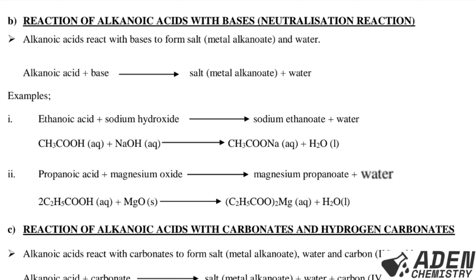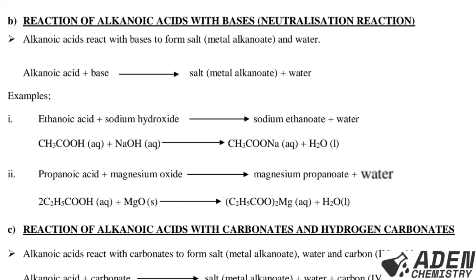So here, this is how we write propanoic acid. We are going to react with magnesium oxide. What we are going to get is magnesium propanoate. So how do you write magnesium propanoate? You write propanoate ion, then you put 2 there because magnesium has a valence of 2 and the propanoate ion has a valence of 1, plus water.